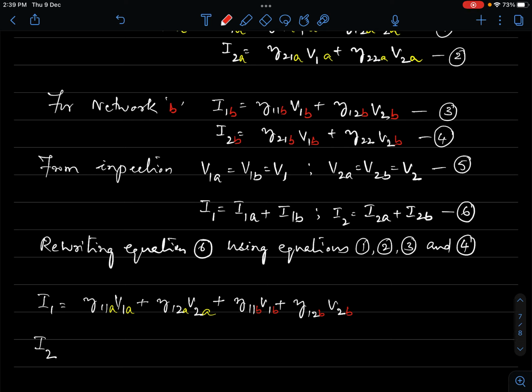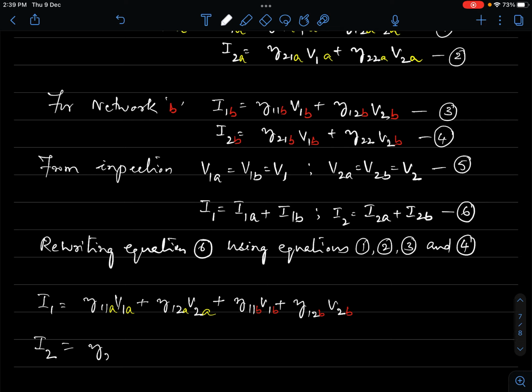All right, this is okay. Now, what is I2 equal to? I2 is the sum of the two currents, that is I2A and I2B. What do I do for I2A and I2B? I'll pick them from equation 2 and equation 4. Okay, so I'll write this equation.